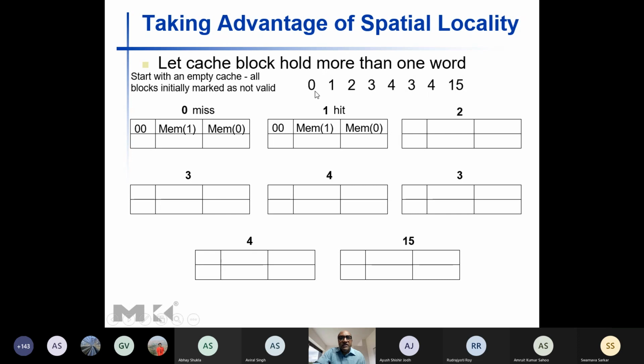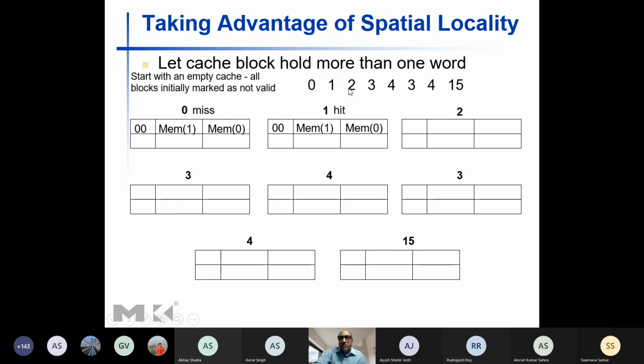You can see that when you first called for 0, at that time the block consists of 2 words, so 0 and 1 will be in one block, and both will be brought in. Then the second reference is 1, and it is already present because of the principle of spatial locality, because this is just next to that one, and we brought in the block. So in the block the following instruction is also available.